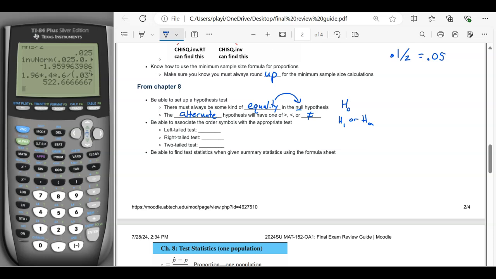All right, these order symbols here are associated with the test type. So if it's a left-tail test, we're using the less than symbol. A right-tail test is a greater than symbol. Two-tailed is a not equal to.